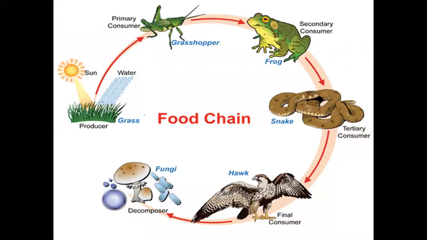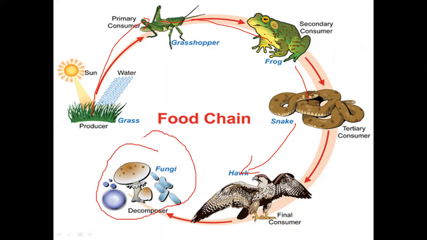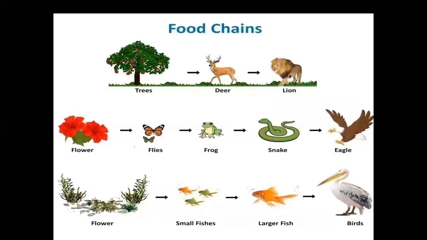If we see another example, you can see clearly here, the plants are producing food, grasshopper is the primary consumer, and then secondary consumer and tertiary consumer, and then final consumer. And these are decomposers. What are these? We will talk after some time. There are some other examples of food chains. These are producers, herbivores, and carnivores, like herbivores eat producers and carnivores eat herbivores.